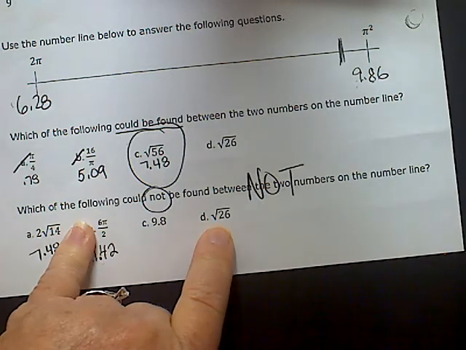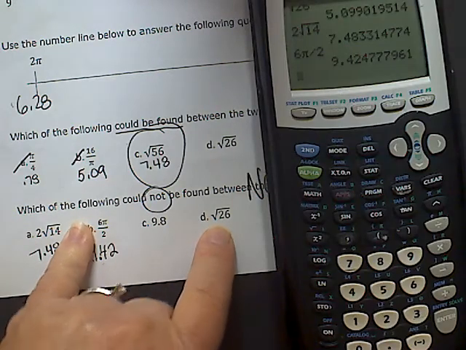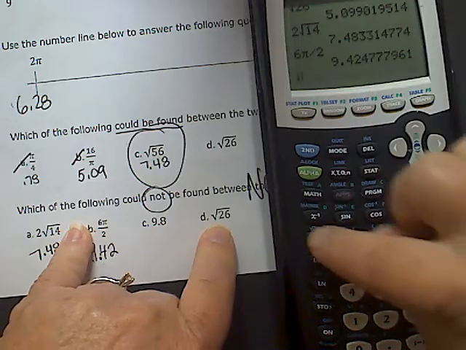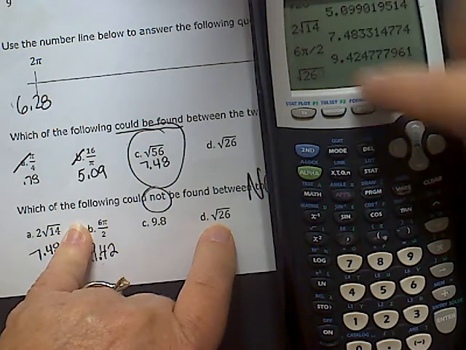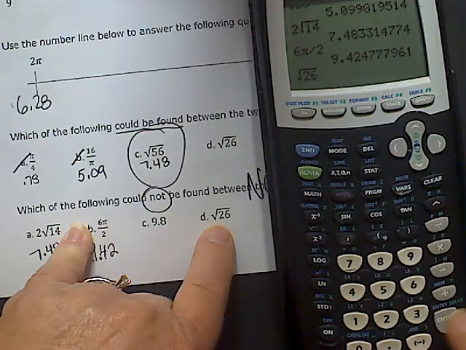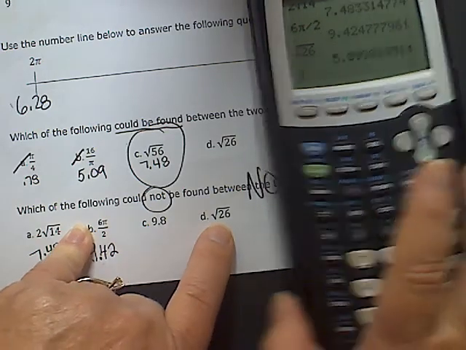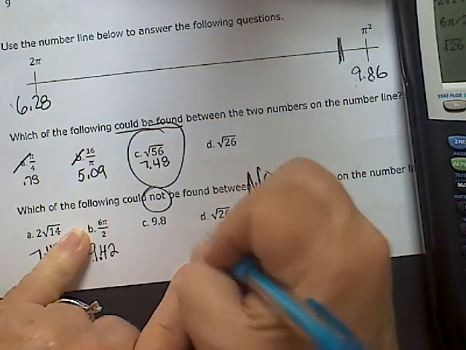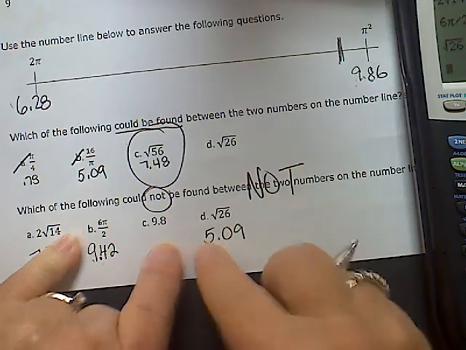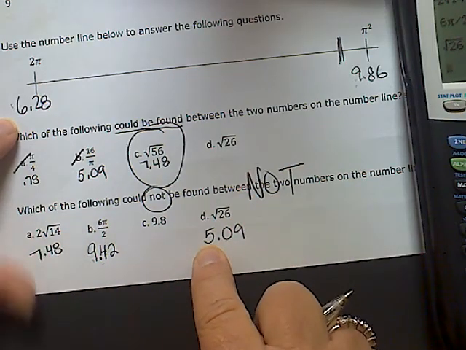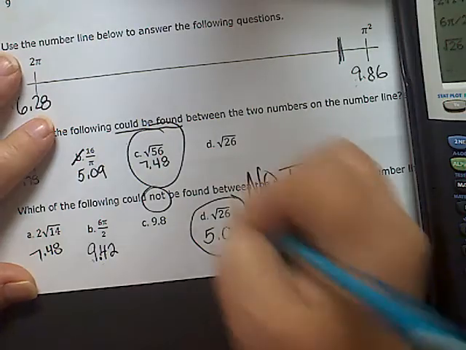Square root of 26, well, we just did this in our calculator, but we'll do it one more time. Second square root 26. You got the arrow out key. Hit enter. 5.09. So would a 5 number fit between 6 and 9? No, so there is our answer.